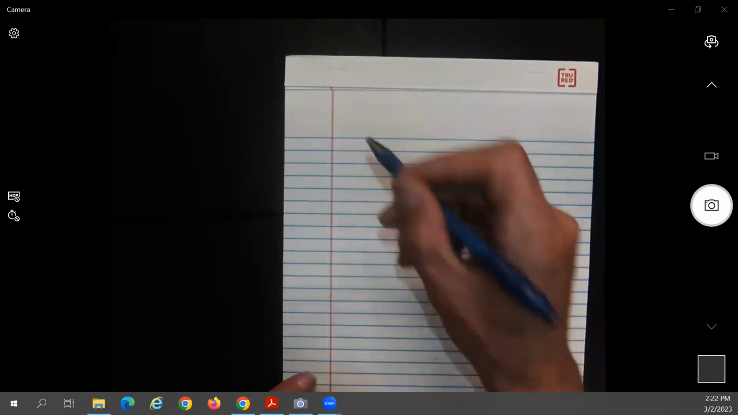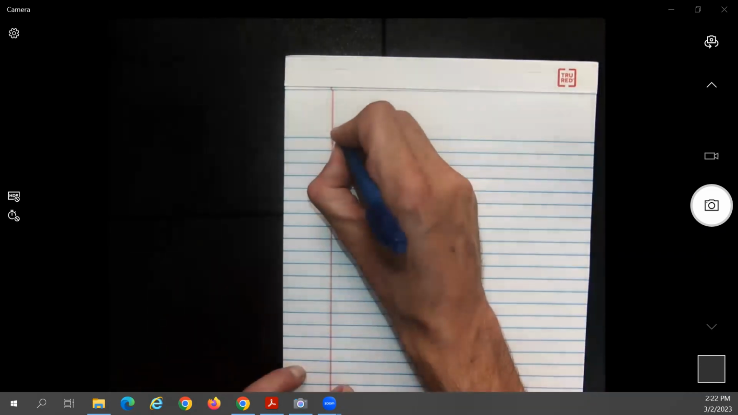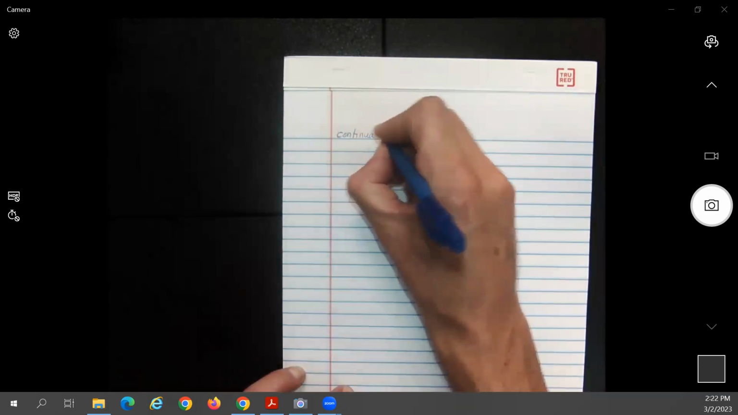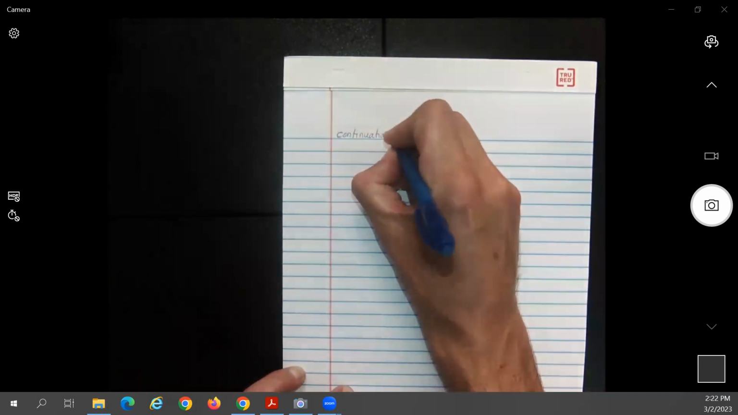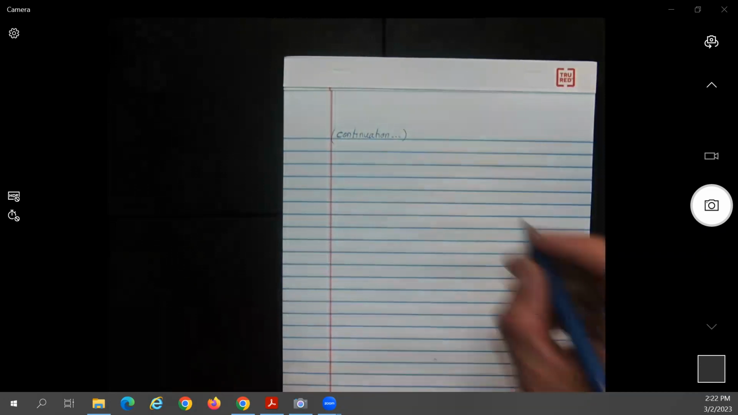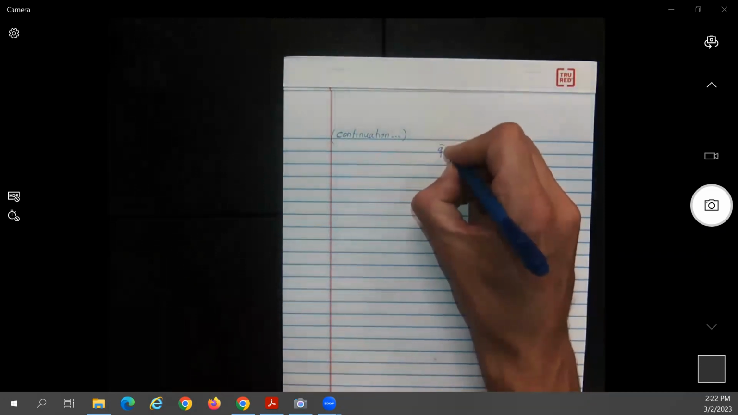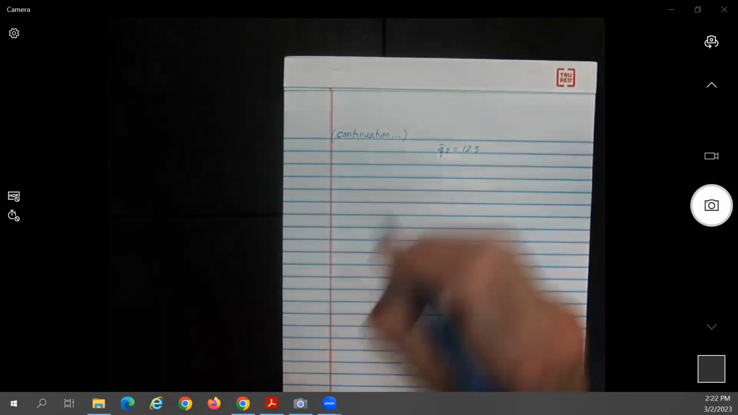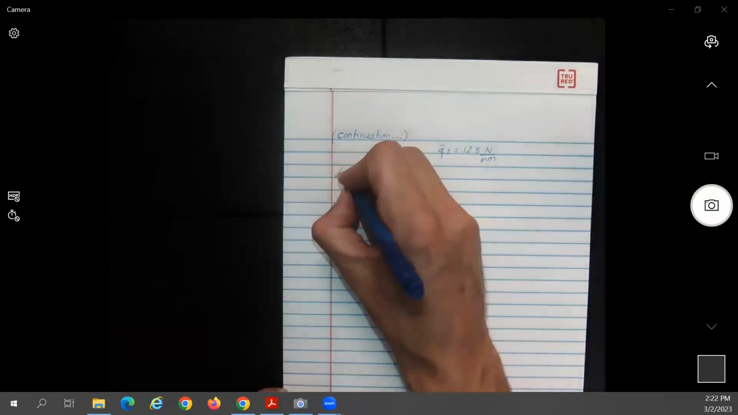Okay, so let's finish the example, the continuation here. Now that we calculated Q2, I think I just saw from that page it was equal to 12.5 newtons per millimeter.